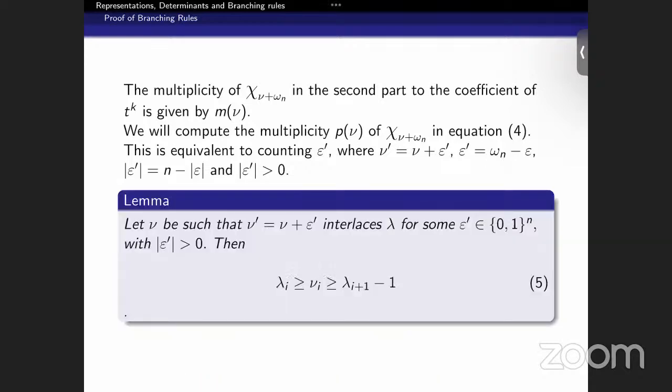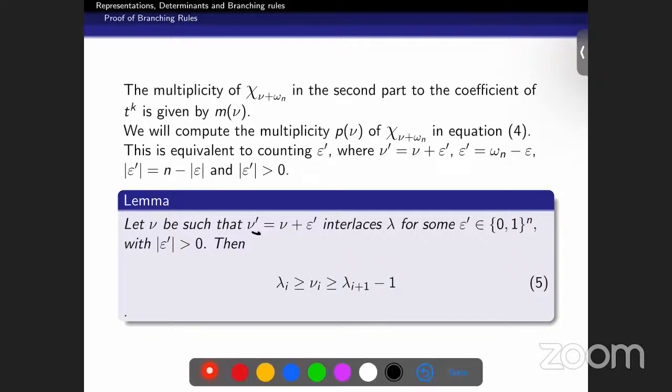All right. With this, we firstly claim that if nu is a weight for which the multiplicity is non-zero, then it has to interlace. So let's first come to this lemma: if nu is such that this weight nu prime, which is nu plus epsilon prime, interlaces lambda for some epsilon prime in 0, 1 power n, then this necessarily holds true. This is actually a very, very simple statement. What this is saying is that lambda I is greater than or equal to nu I, which is greater than or equal to nu I plus epsilon I, which is greater than or equal to lambda I plus 1, right?